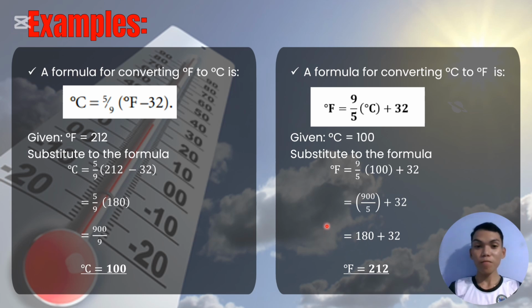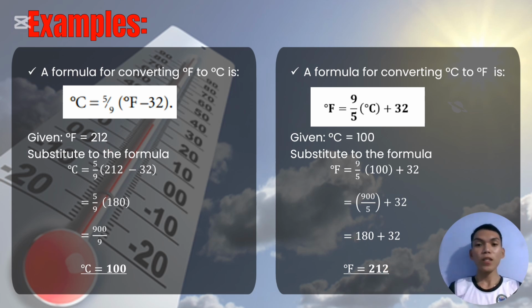And our answer from the first example is that our degrees Celsius is 100. So we prove that our formula for converting degrees Fahrenheit to degrees Celsius is correct, and converting degrees Celsius to degrees Fahrenheit is correct. We proved earlier that the given degrees Fahrenheit of 212 is correct from the second example.